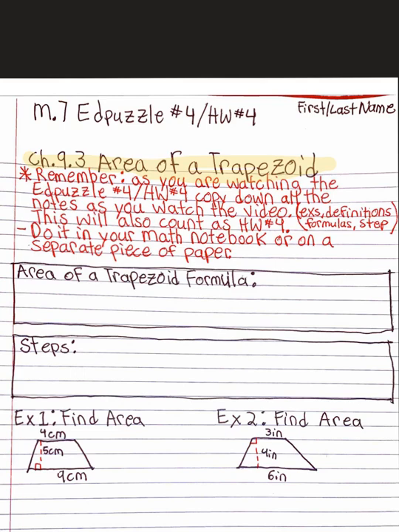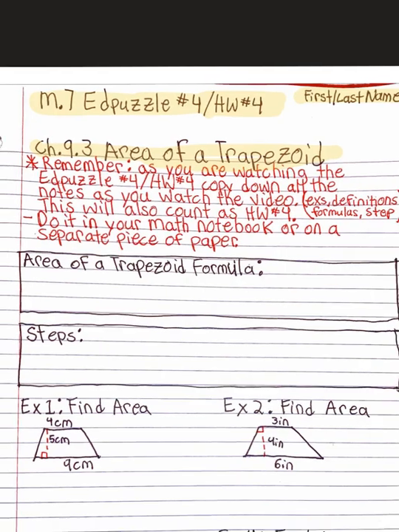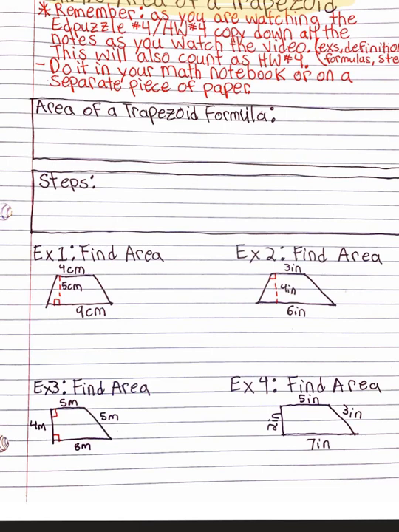One thing I do want to remind you is that as you're watching this EdPuzzle, you will be taking down notes and doing homework number 4. Make sure you title it homework number 4, and I need your first name and last name. If your first name and last name is not on the paper or it is not titled correctly, you will get points taken off, because I need to know who is turning in this piece of paper. Also, as you're following along, you are going to take down the notes. I need you to take down formulas, the steps, and go through the examples with me.